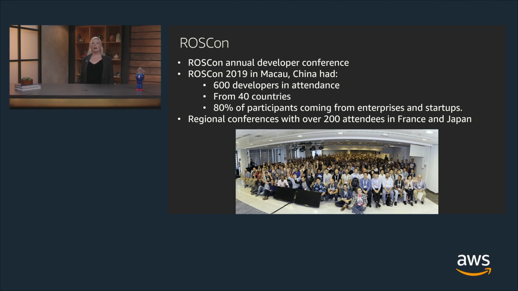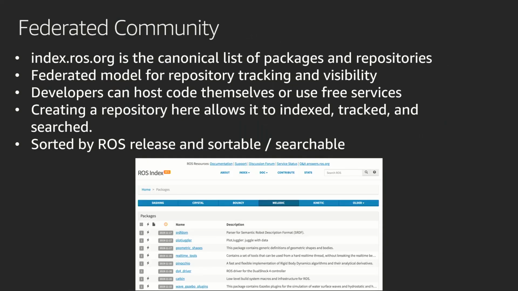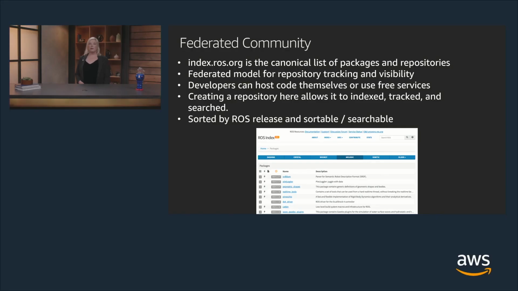This year we had 2 of these conferences, one in France and one in Japan, each with well over 200 attendees. ROS is a federated community. Index.ros.org is the canonical list of packages and repositories that you can use with your ROS robot. This federated model allows you to host your own code or use any of the free services out there like GitHub or GitLab. If you list a package in index.ros.org, it can be indexed, tracked, and searched by the rest of the ROS community. You can also sort your ROS packages by the ROS release and other keywords.